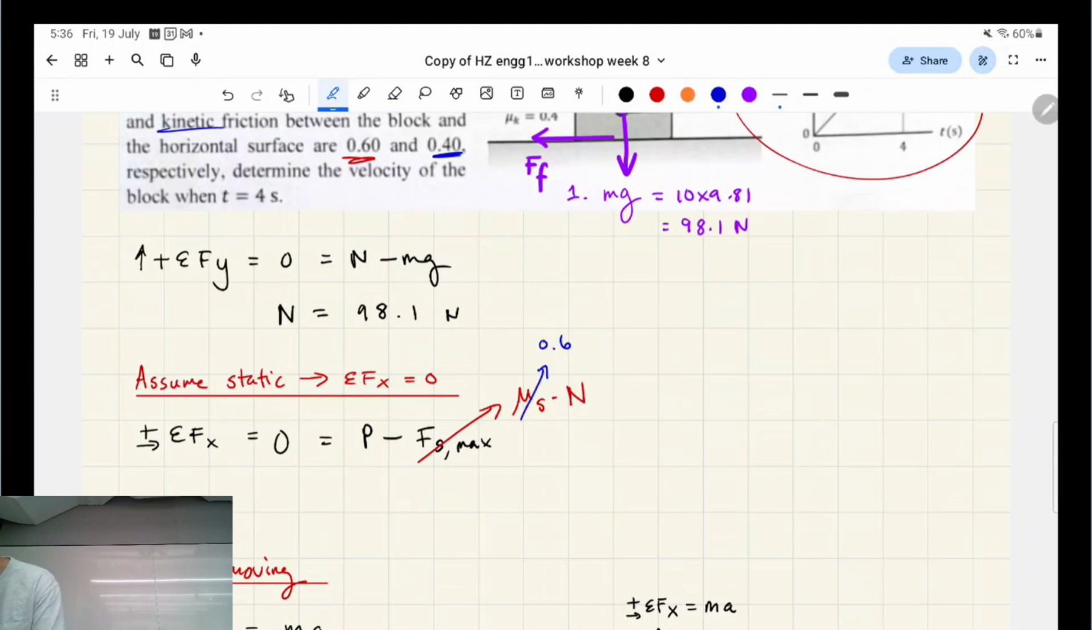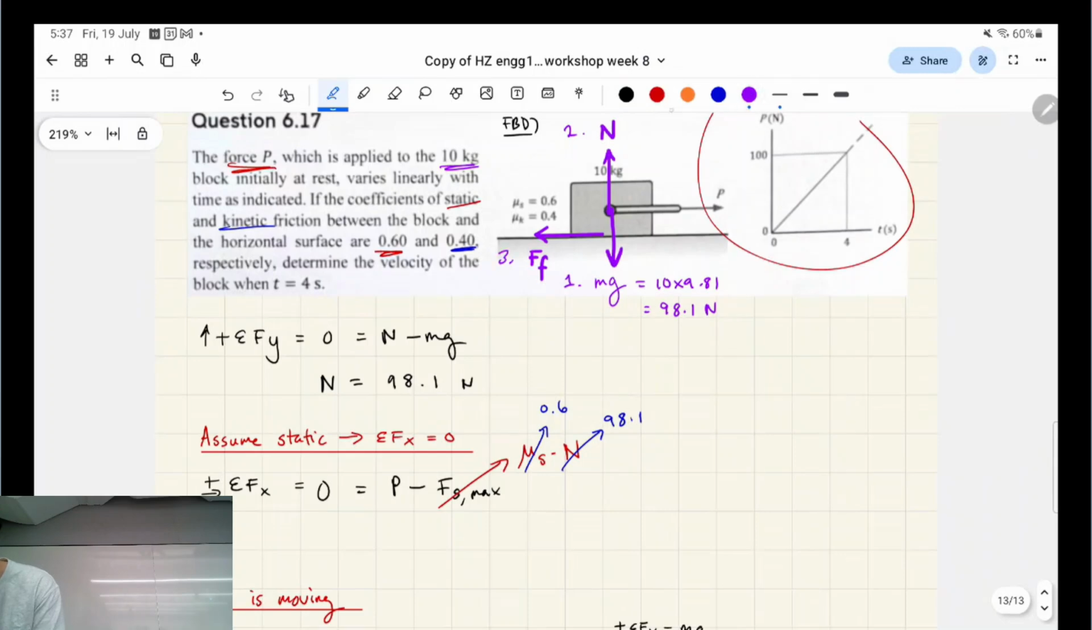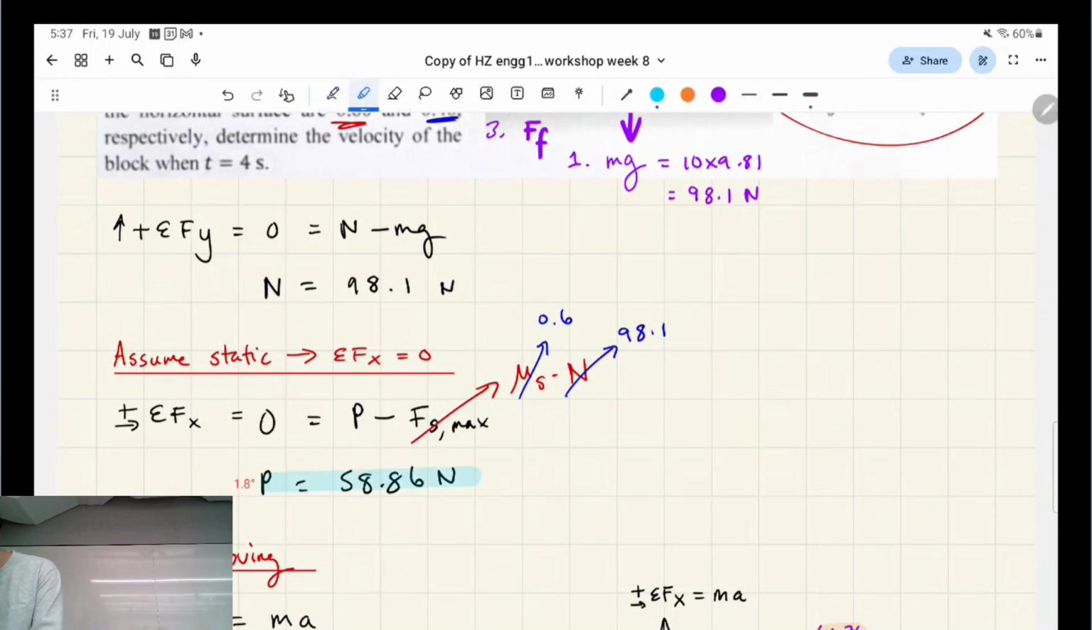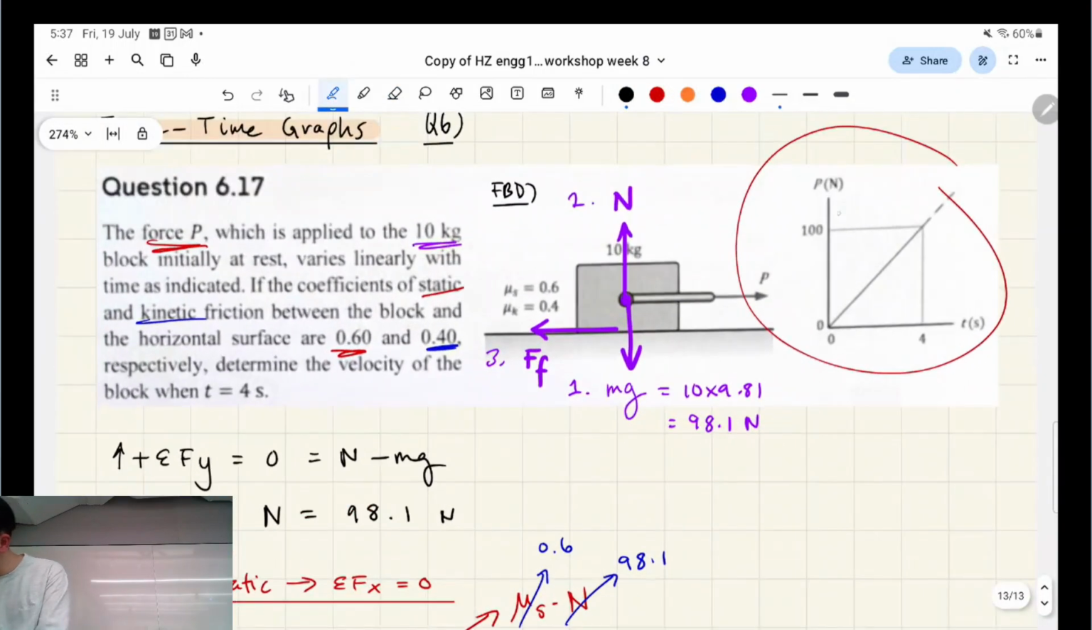Our static friction constant was 0.6, and the normal force 98.1, which we calculated previously. We're essentially up to the step. Okay, easy. So now we just solve for P. At P equal to 58.86, we're at this tipping point for when we start moving. So P is the applied force, and at 58.86, that's where we start moving the box.